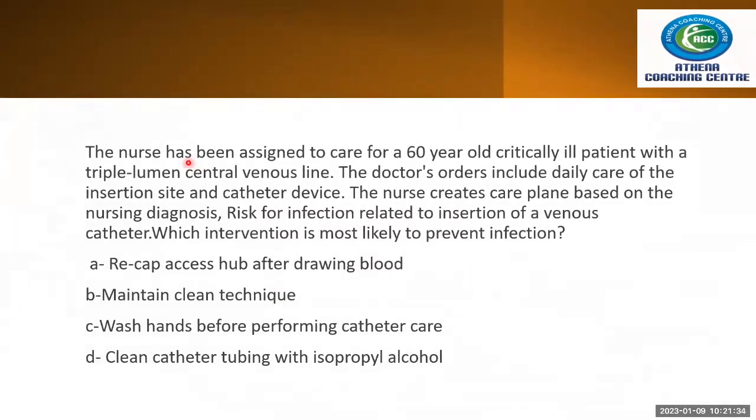Next question. A nurse has been assigned to care for a 60-year-old critically ill patient with a triple lumen central venous line, and the doctor's orders include daily care of the insertion site and catheter device. The nurse creates a care plan based on the nursing diagnosis. What is the nursing diagnosis? A risk for infection related to insertion of a venous catheter. Which intervention is most likely to prevent infection? So what intervention is normally required to prevent infection?